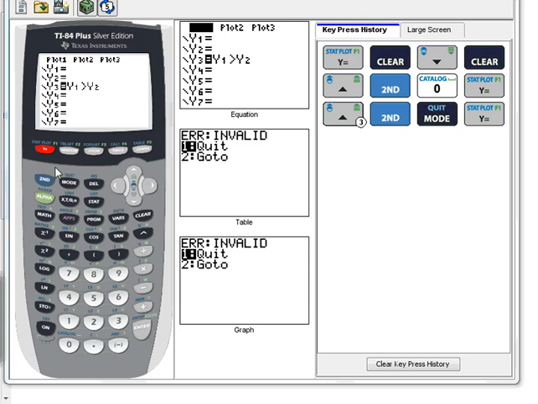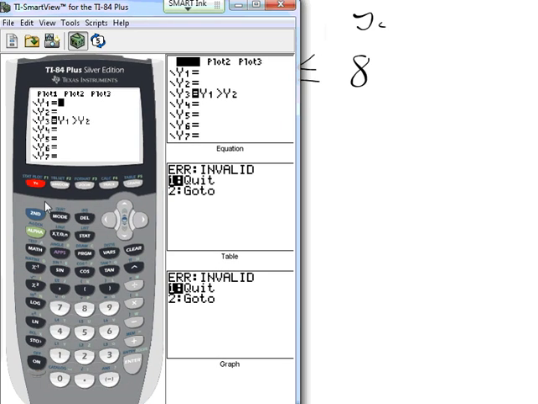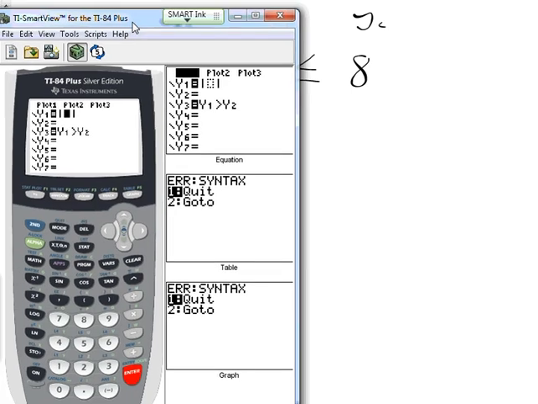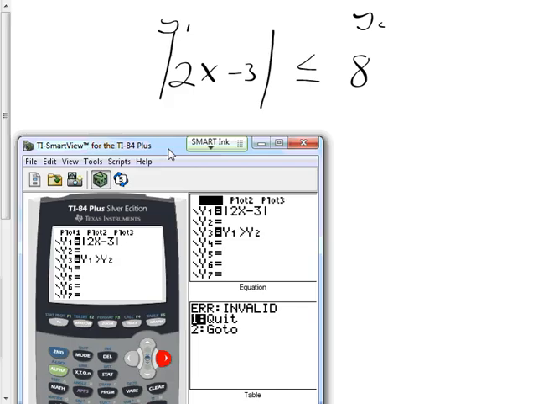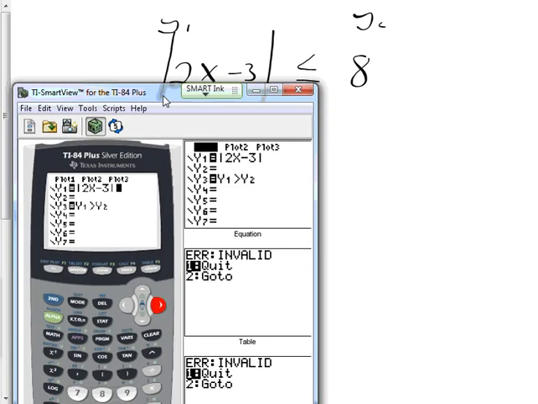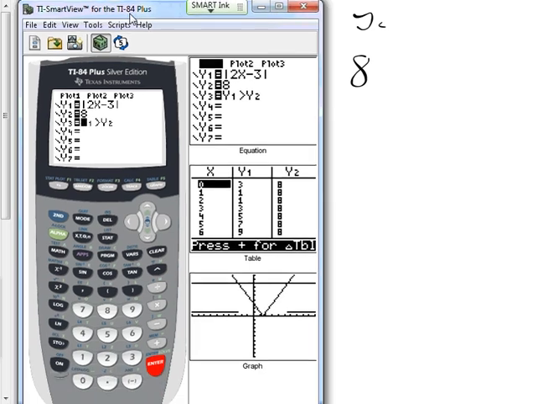Okay, here we go. On y1, the y1 line is supposed to be the absolute value of 2x minus 3. It's under catalog, so it's right there, catalog, and I need absolute value, and then I need 2x minus 3. Then I get out of that with the arrow key, and then y2 is 8, so I hit enter, get down here to 8, enter.